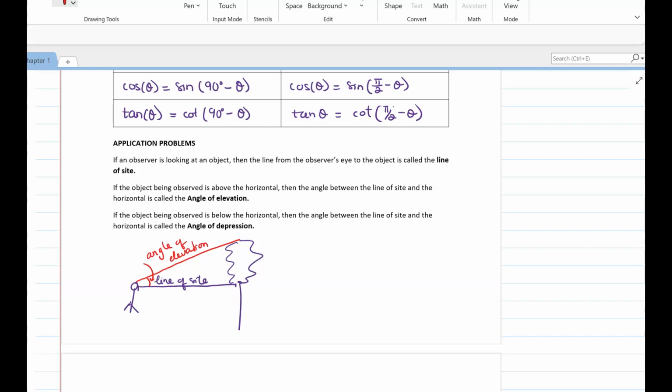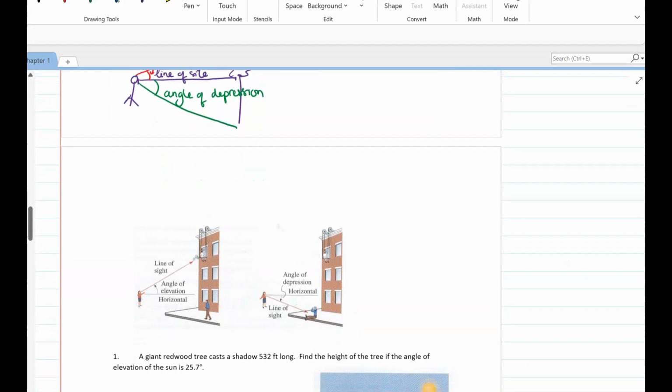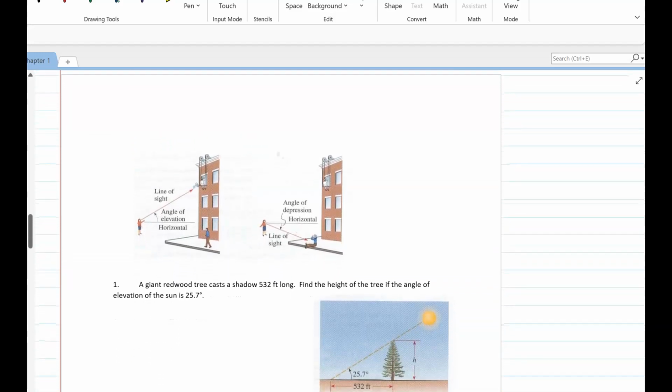If an object being observed is below the horizontal, then the angle between the line of sight and the horizontal is called the angle of depression. So this angle here, angle of depression. Think about this: if you're looking down, you're sad, so you're depressed, so that angle is the angle of depression. Now, let's get that picture again.